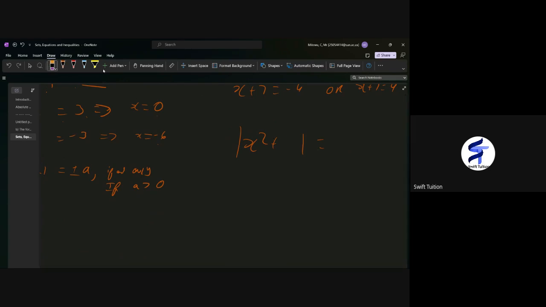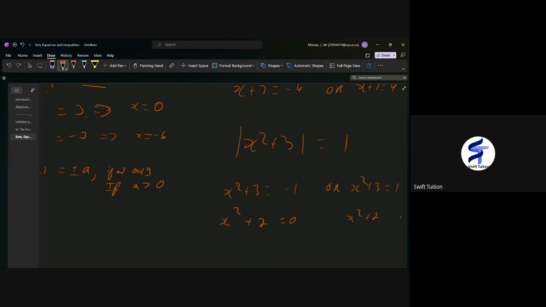So if I were to say something like 3, and then I were to say 1, then we know that x squared plus 3 is equal to -1, or x squared plus 3 is equal to +1. And then we know that to solve for x, we'd have to factorize. So x squared plus 2 is equal to 0, and then x squared plus 2, give me a second.